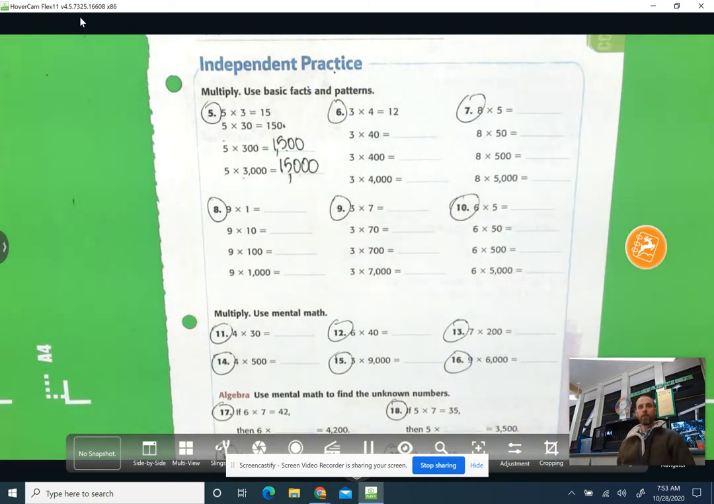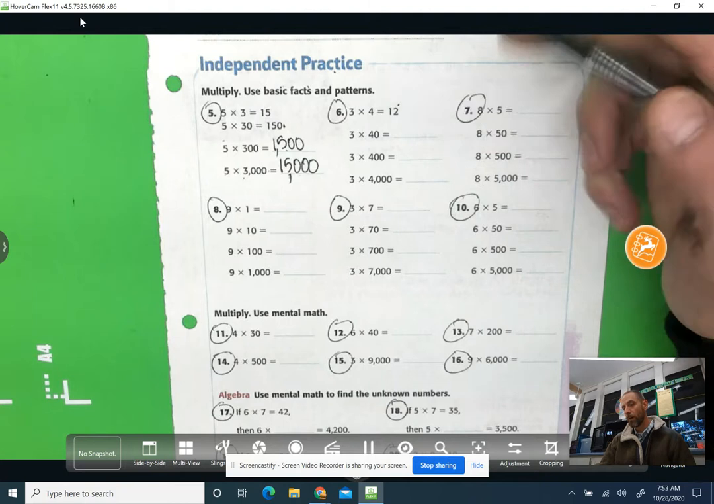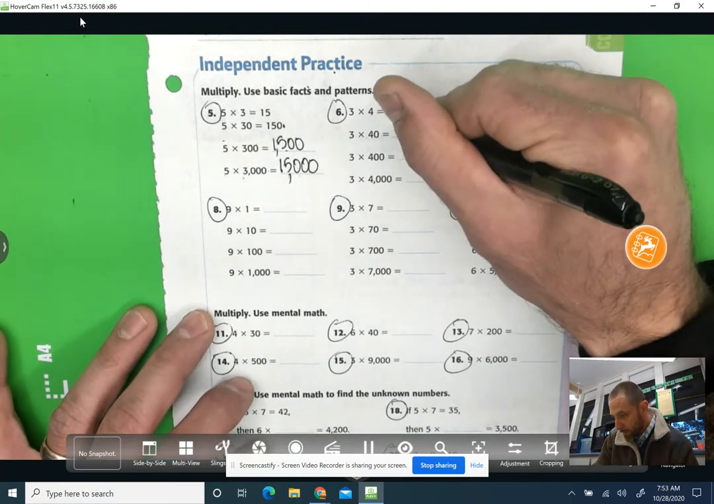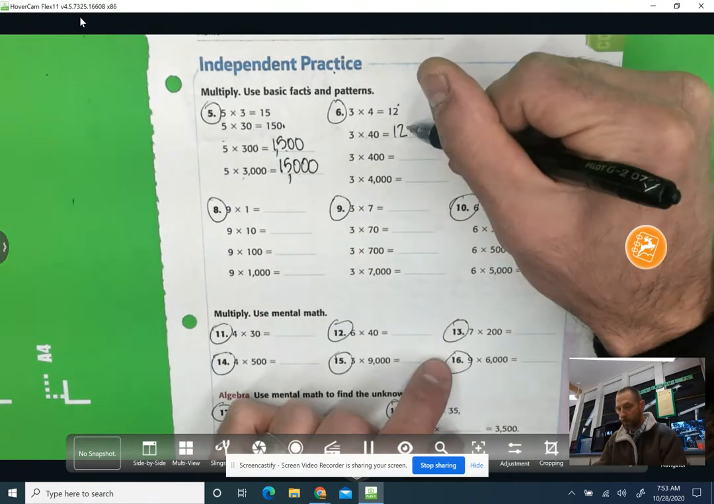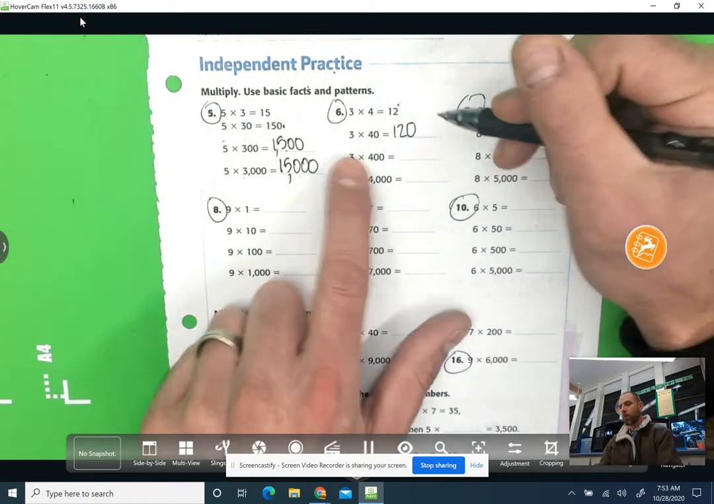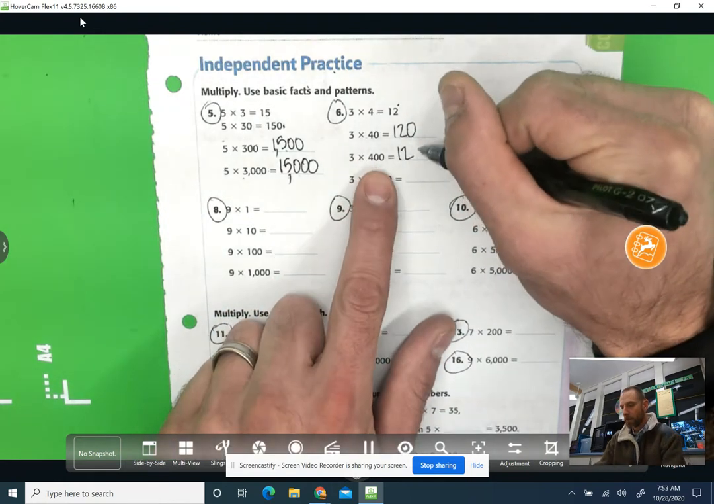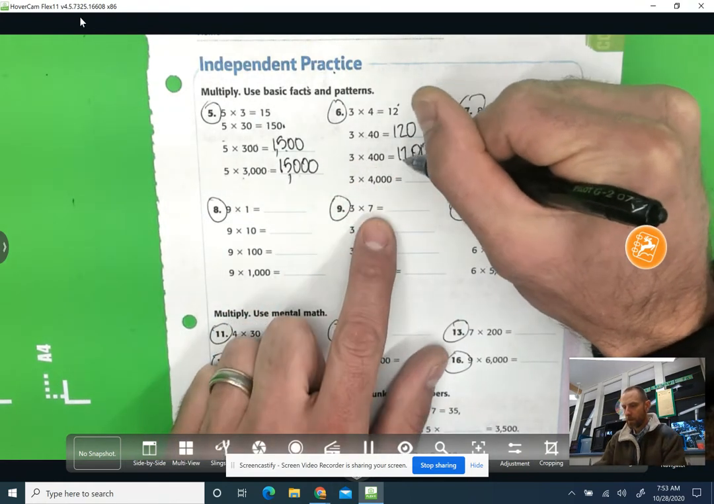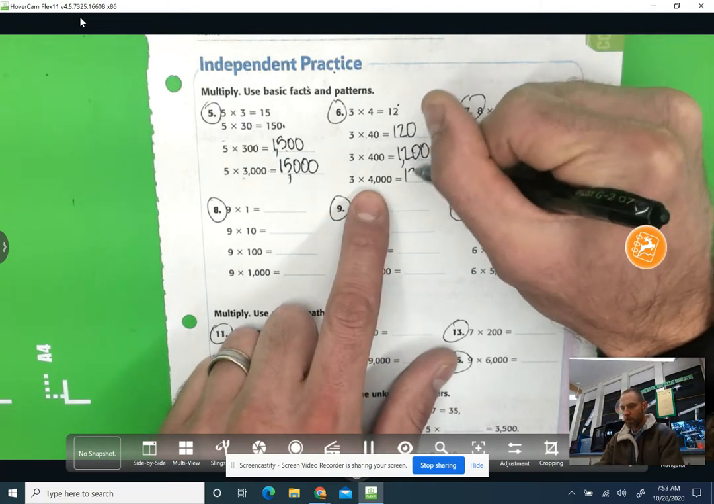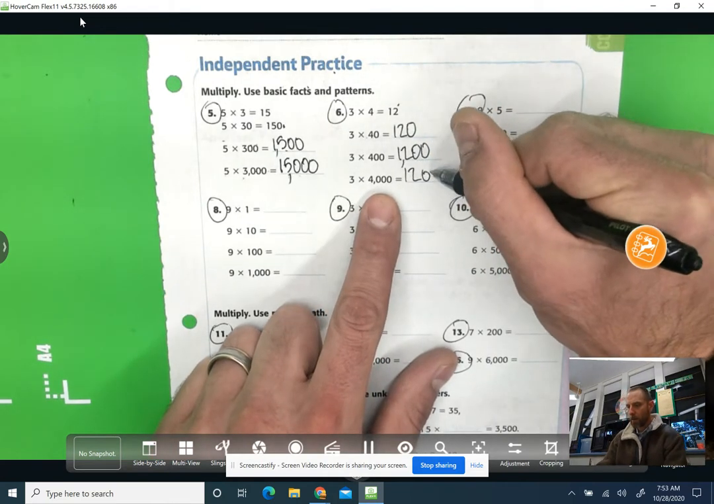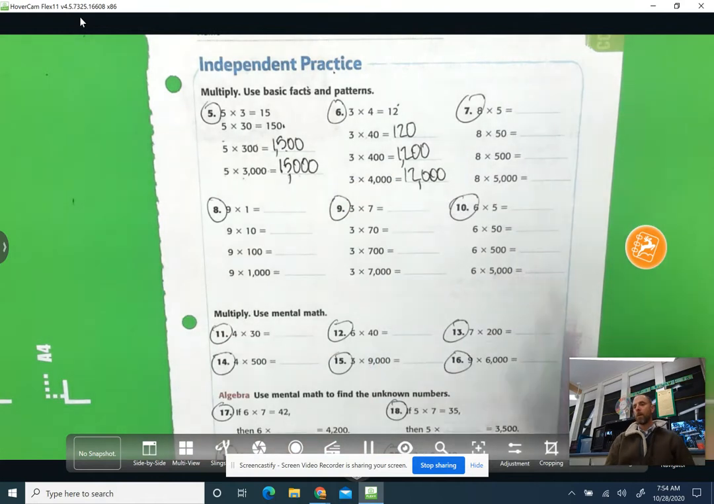Okay. All right. 3 times 4 is 12. Again, 3 times 4 is 12. And how many zeros are you adding? 1. 3 times 4 is 12. How many zeros are you adding? 2. 3 times 4 is 12. And how many zeros are you adding? 3. Okay.